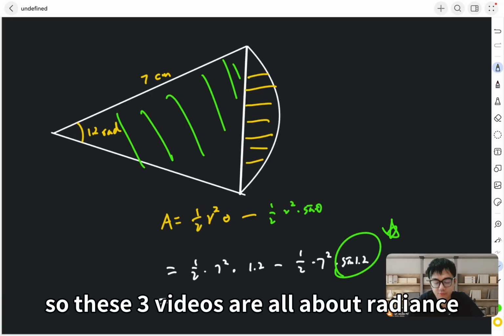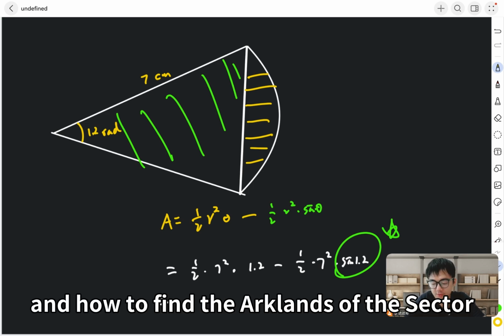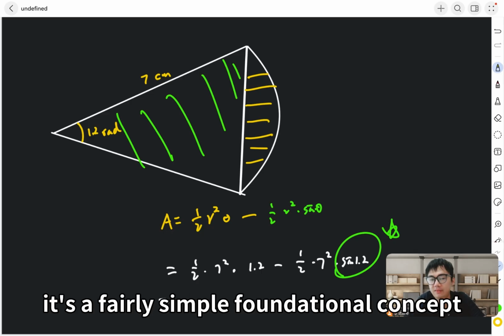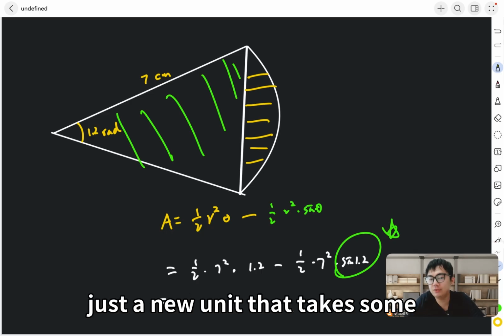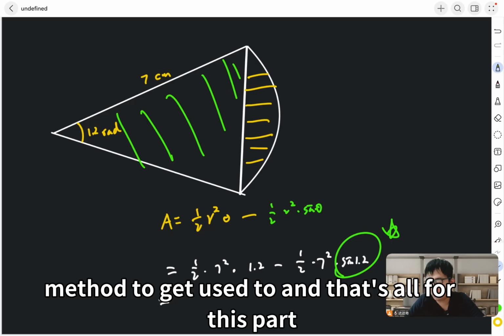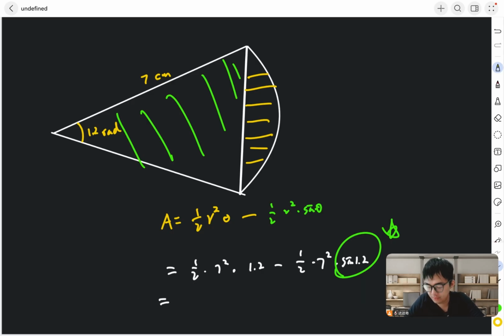These three videos are all about radians: how to define a radian, how to find the arc length of a sector, and how to find the area of a sector. It's a fairly simple foundational concept, just a new unit that takes some time to get used to. That's all for this part. Next, let's get into trigonometric functions, and see you next time.